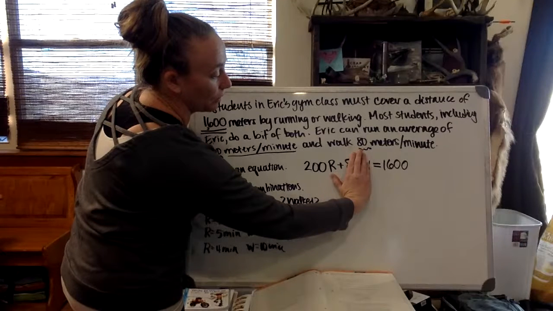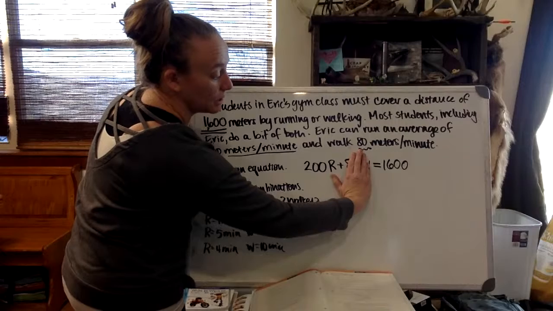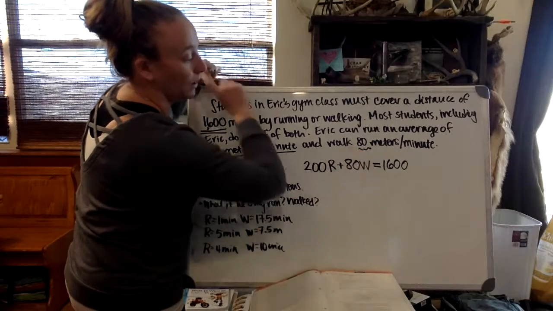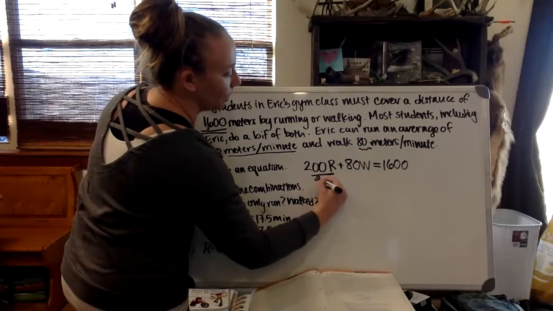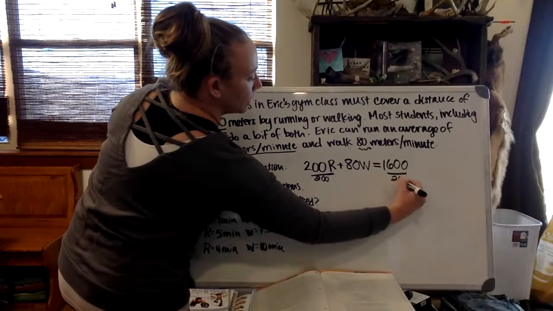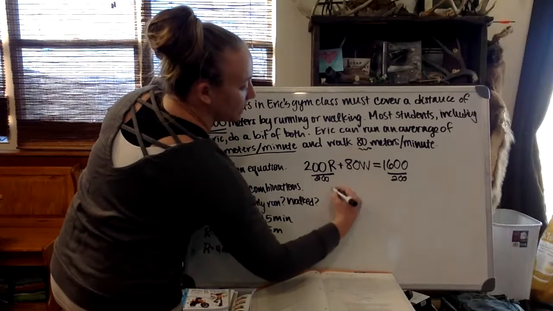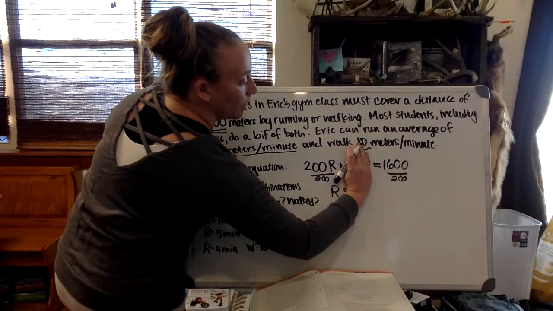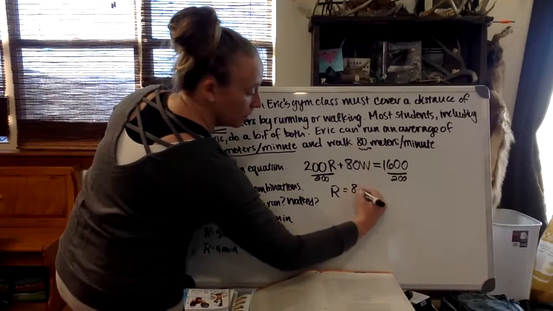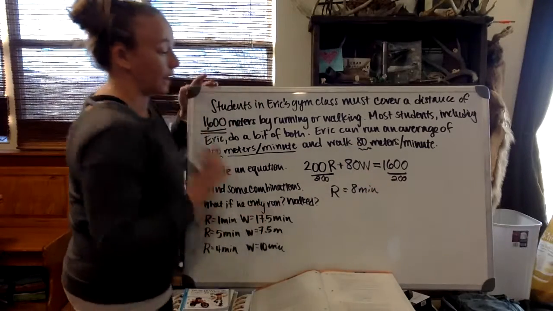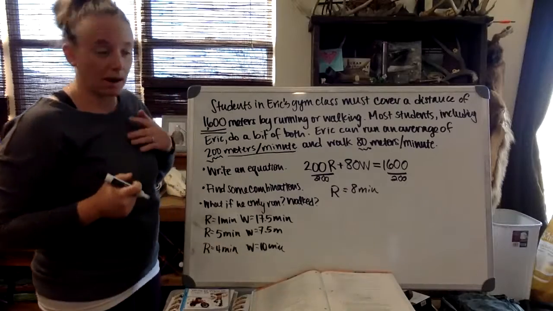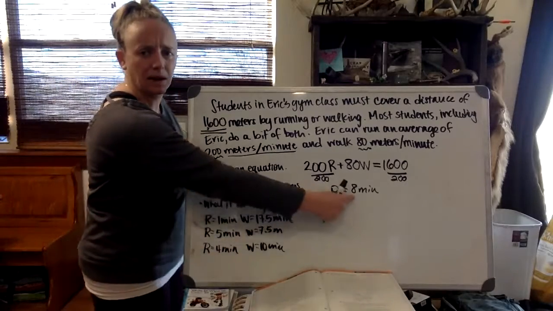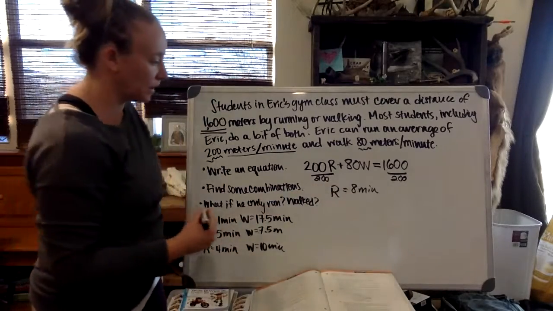So 200R is equal to 1600, so we need to divide by 200 on both sides. That means he runs for 1600 divided by 200, let's make it really clear, that means he's running for 8 minutes. So he's not even going to go above 10 minutes of running. Like, that's awesome. An 8-minute mile? Yeah, that's totally doable for a middle schooler, 100%.